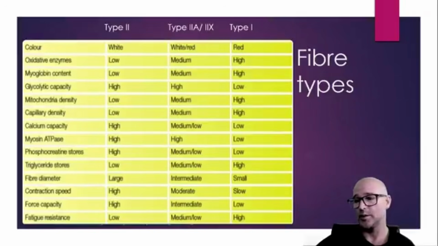Type 2A or 2X fibers look kind of either white or red. Sometimes people call it pink. Examples of pink meat are things like pork, and humans are the same, actually, mostly, because we have primarily type 2A or 2X fibers, not so many type 1 in general, and not so many type 2 in general, although we do have some, and different muscles have different makeups of fiber types, which I'll talk about soon.